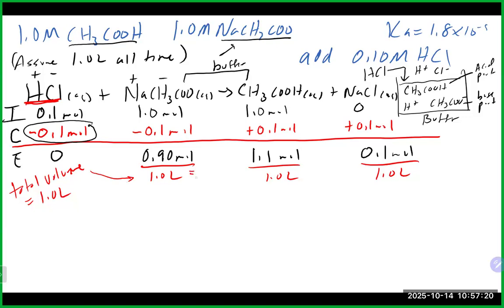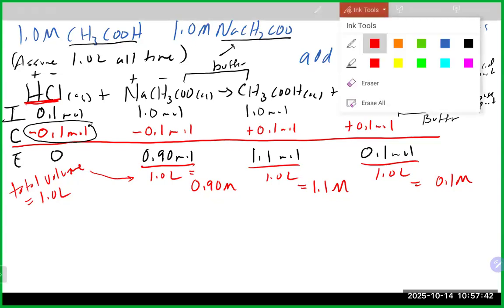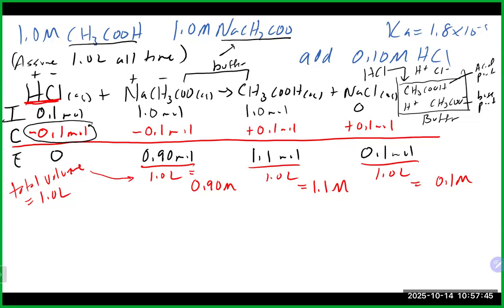That will give us 0.9 molar, 1.1 molar, and 0.1 molar. So now if you put numbers all through here, you will see a couple of things. And if you're not sure what to do at this point, you should look at your ICE table and look at what you have left over. If we look at what we have left over, we have sodium acetate, we have acetic acid, and we really do have sodium chloride left over.